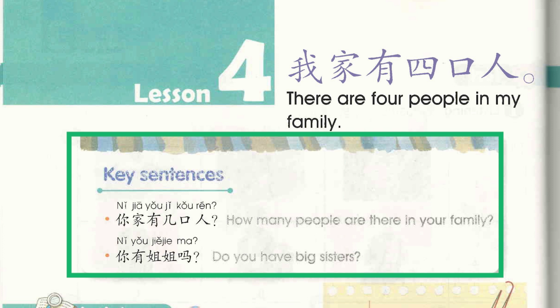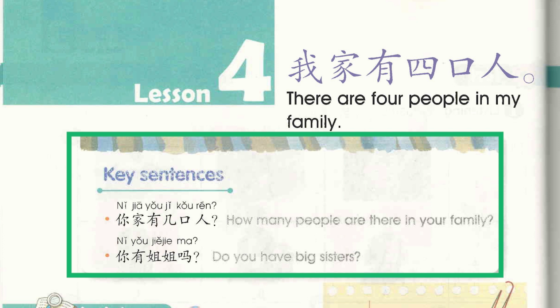你家有几口人？That means how many people are in your family? This is a question, right? So for example, if you have 4 members in your family, you can say 我家有4口人。If you have 3 members, you can say 我家有3口人。If you have 5, then you can say 我家有5口人。懂了吗？Understood?